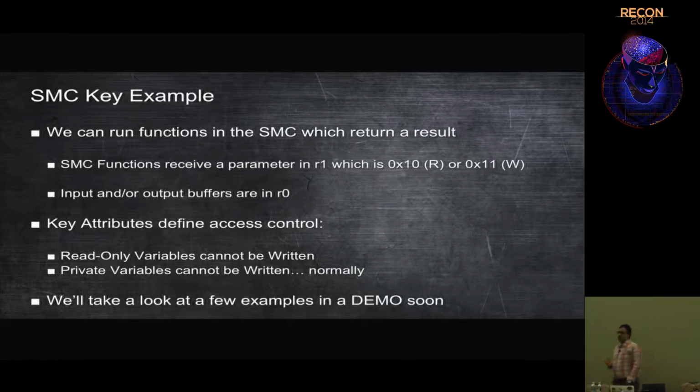So the key table, therefore, describes the access control mechanism. So if a key says that it's read-only, you can't write to it. If it says that it's writable, you can write to it. If it's a function, basically what happens is that in R1, you get either code 10 or code 11. Code 10 is read, code 11 is write. And then the function can implement its own access control. So it might say, well, you're sending me code 11, which is write, but I don't want to let you write. And the input buffer from the user, which is also the output buffer, comes in R0. So they always basically have two parameters. And we'll do a few demos, and I'll show you a few key examples of this.